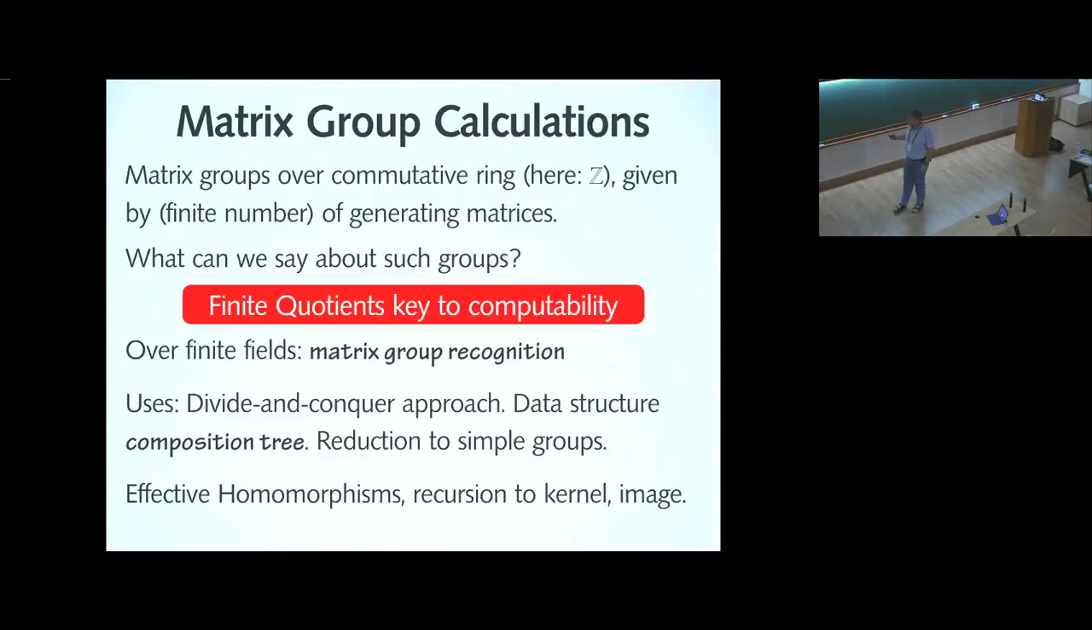If we are over finite fields, then the groups are finite. There is matrix group recognition. I mentioned this in my lecture series a few days ago. And what it does is basically a divide and conquer approach. The data structure of a composition tree reduces it to simple groups, and basically what one just needs there is homomorphisms, which one can effectively work out. But here, now I want to go to the integers.